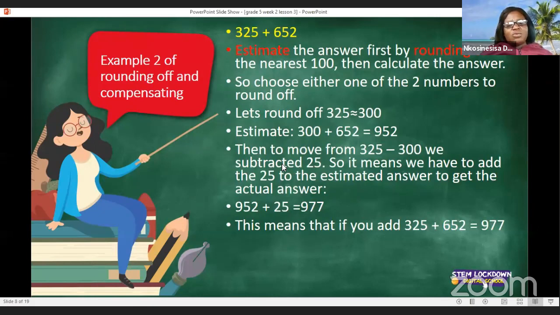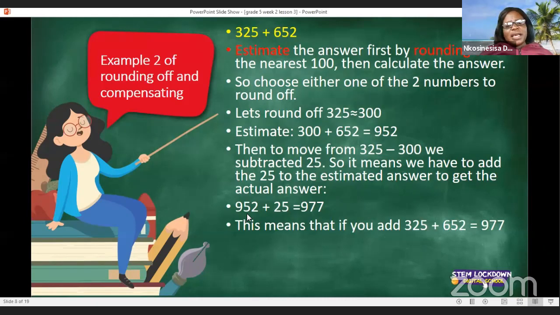And when we compensate, we do the inverse, and the inverse of subtraction is addition. So it means that on our estimated answer, that is 952, we have to add the 25 that we lost when we rounded off.